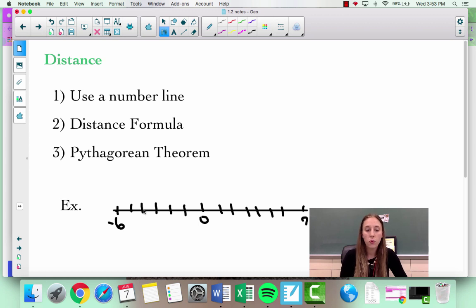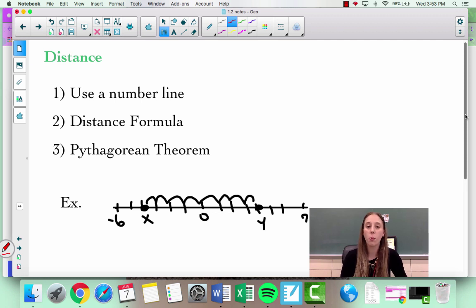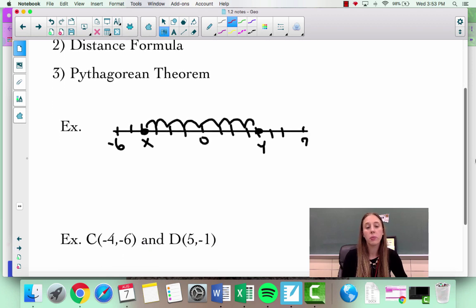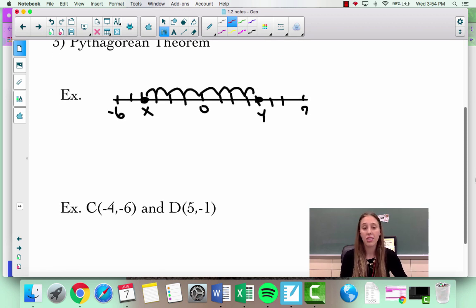If I ask you to find the length or the distance from point X to point Y, all you'd have to do is count, and then there would be your distance. So that one, you're just counting, that's it. If you are not given points on a line, then you can either use the distance formula or Pythagorean theorem, and the choice is pretty much up to you. Distance formula is usually going to be easier because you don't have to worry about graphing or having a graph, but it's really going to get you the same answer no matter what.